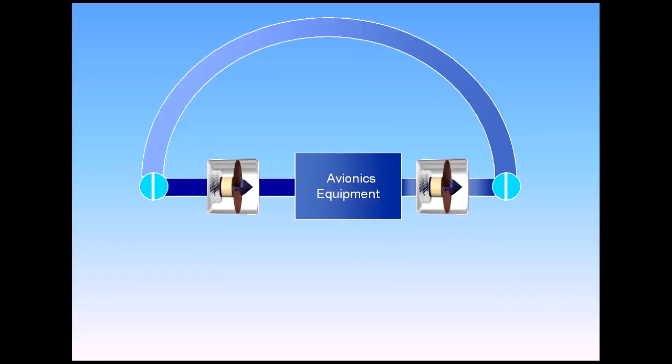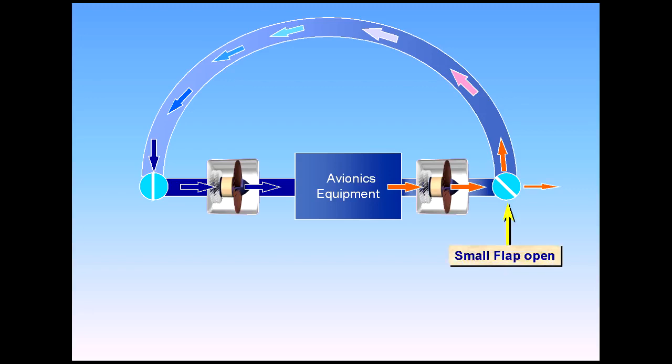Normally, from the beginning of takeoff until landing, the system is in a closed-circuit configuration. In warm ambient conditions, the system may go to an intermediate configuration when the aircraft is airborne. A small internal flap on the extract valve opens to exhaust some of the heated air overboard.